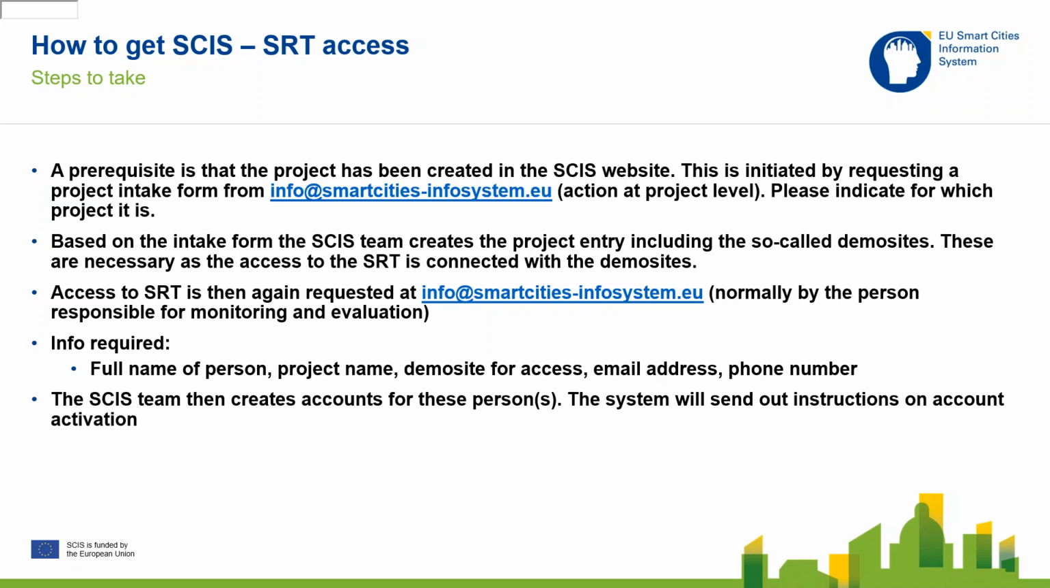So the info we require then from these people that want to have access is the name of the person, the project name, which demo site they need access to. You can select multiple ones. So the work package leader might want to have access to all the demo sites to check on the work of the individual people entering the data, and your email address and phone number. Email address is necessary for the account, and of course, if you have any questions about things we encounter, things that might have gone wrong or something like that, we would like to be able to address you.